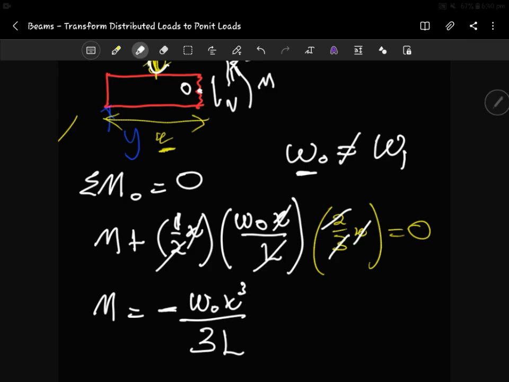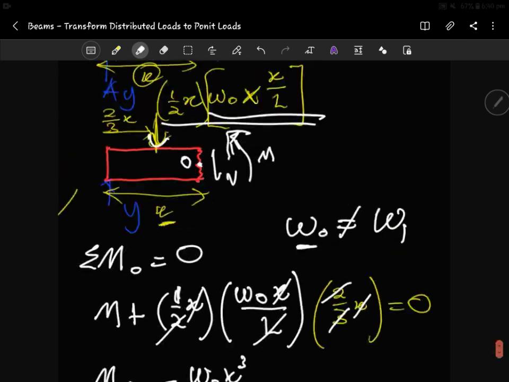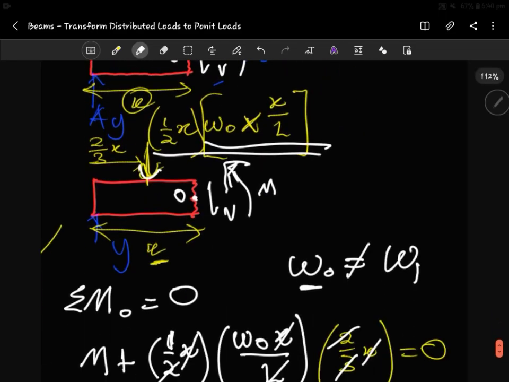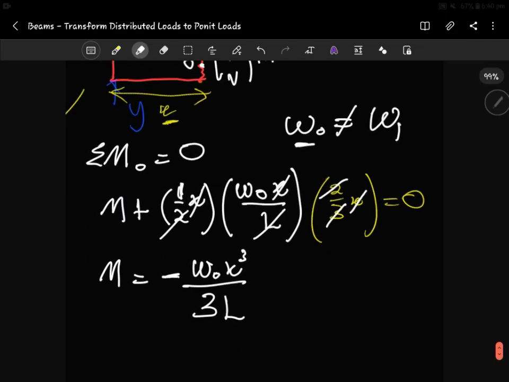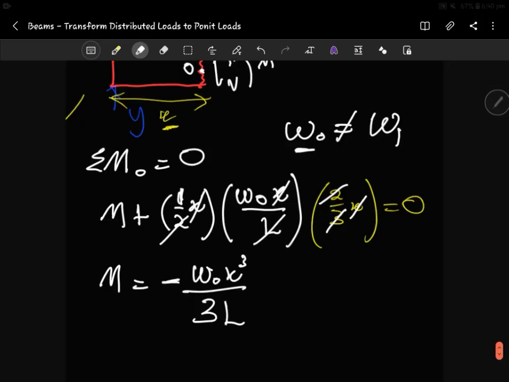Yeah, so that's it. I was using this example to show that when we are actually doing the sectioning, this is how we get the moment and the distance and everything. Yes, so that's it. All right.